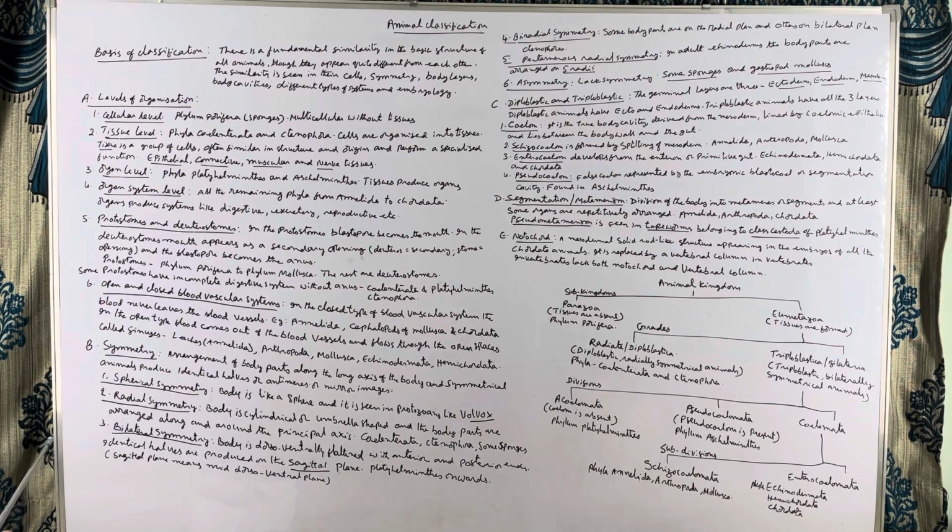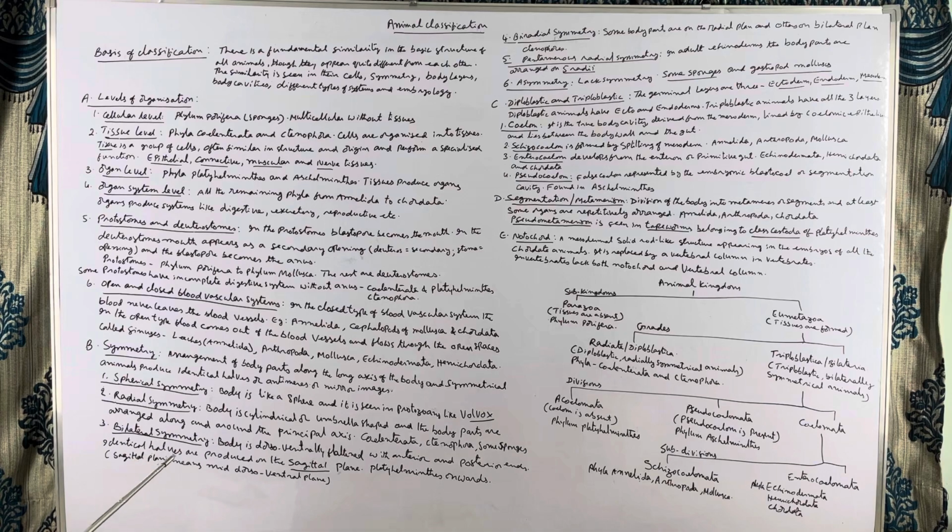Radial symmetry. Here, the animals have anterior and posterior ends, but dorsal and ventral surfaces are not formed. The body shape is either cylindrical or umbrella-like. In these animals, the body parts are arranged along and also around the principal axis. So these radially symmetrical animals can produce identical halves along the principal axis.